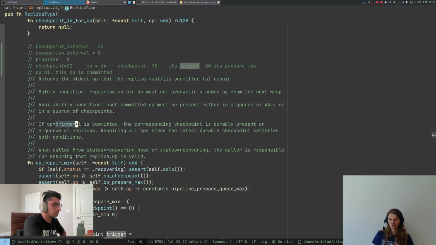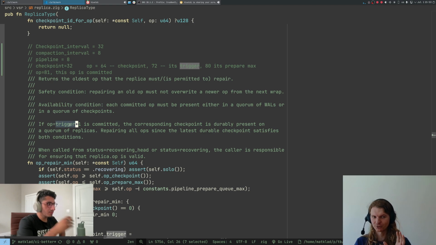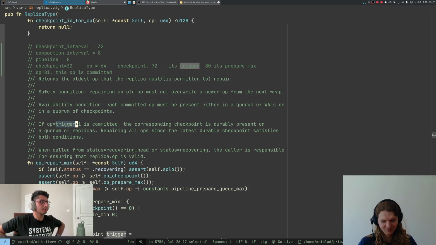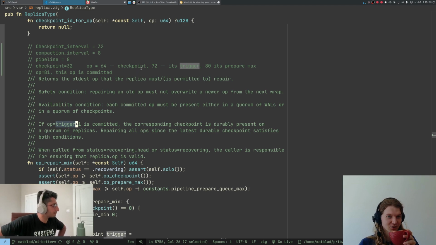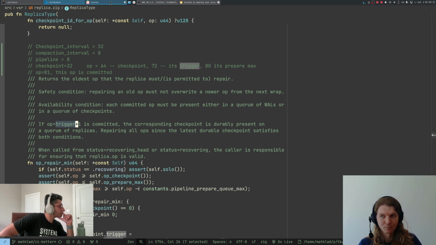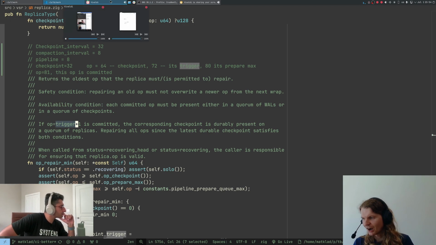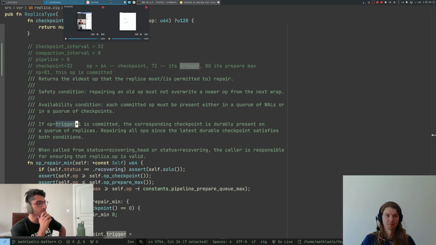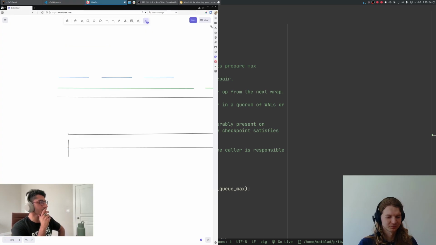The bug here is that this shouldn't be op trigger. This should be op prepare max. Okay, and this creates a problem, which might be a problem or it might be an opportunity. So what is the problem here?